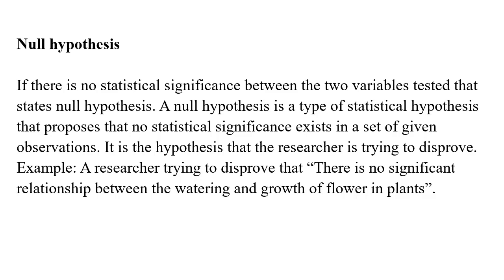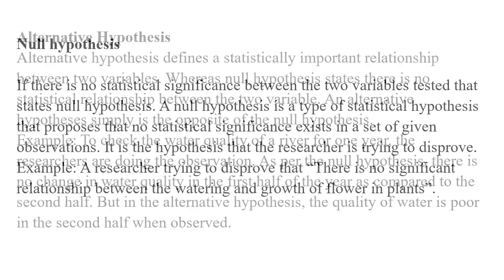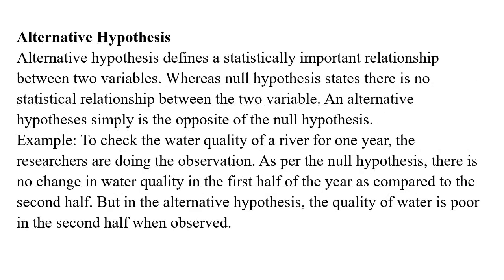Example, a researcher trying to disprove that there is no significant relationship between the watering and growth of flower plants. Alternative hypothesis. Alternative hypothesis defines a statistically important relationship between two variables, whereas null hypothesis states that there is no statistical relationship between the two variables. And alternative hypothesis simply is the opposite of null hypothesis.